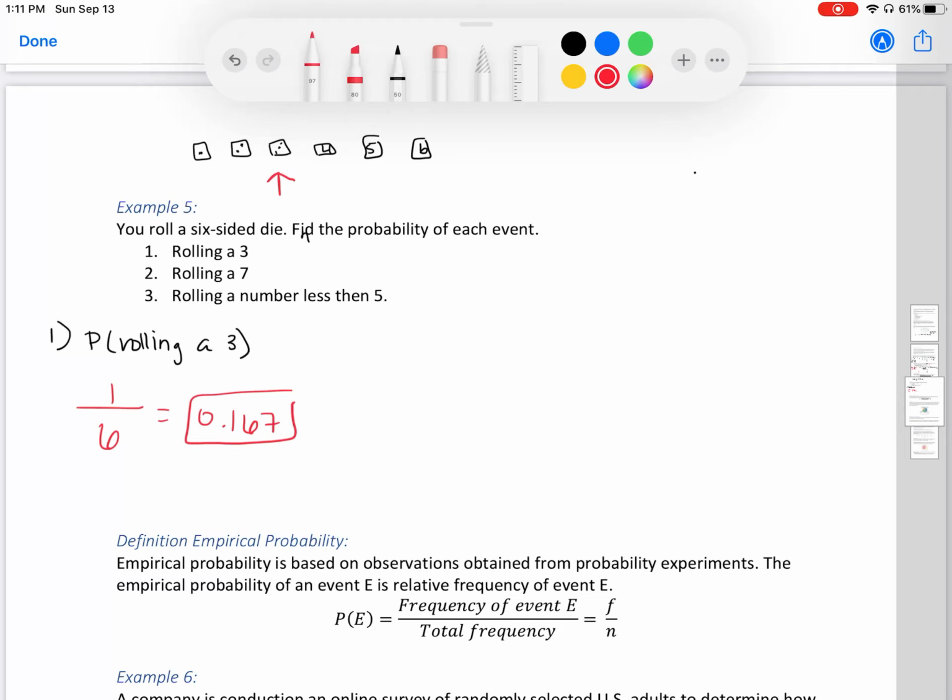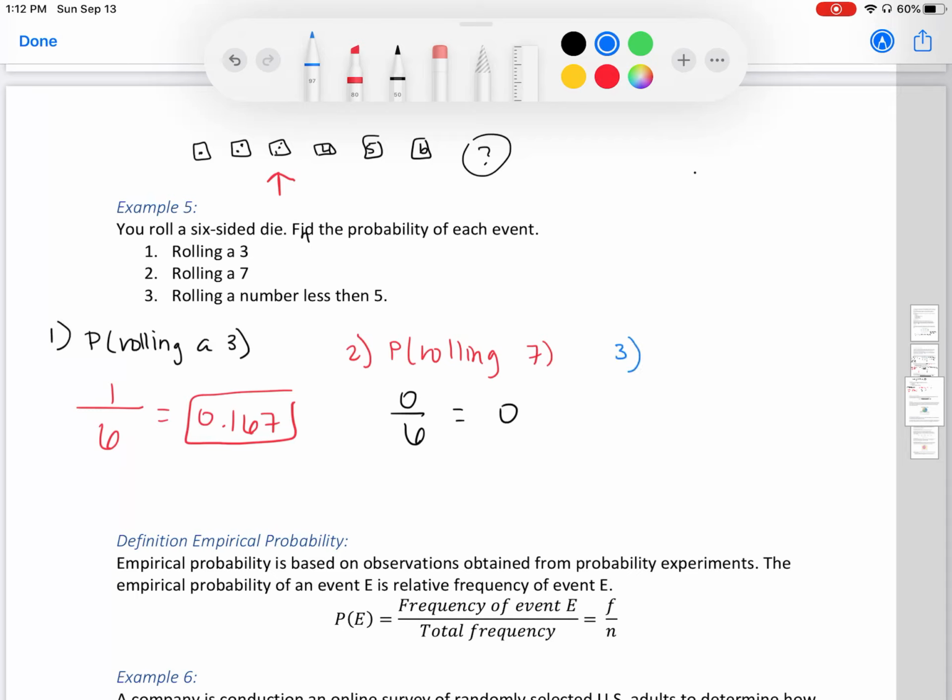2. Rolling a 7. Okay, well, how many ways can you get a 7? Well, there's no 7, right? Our options are only 1 through 6. So our probability would be 0 out of 6, which is just 0.